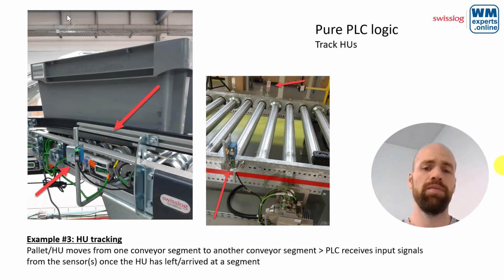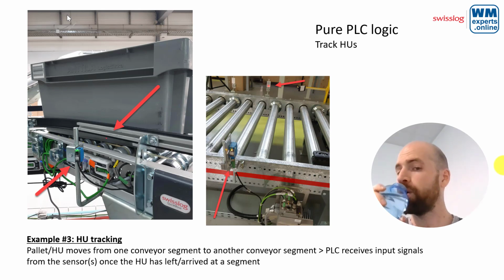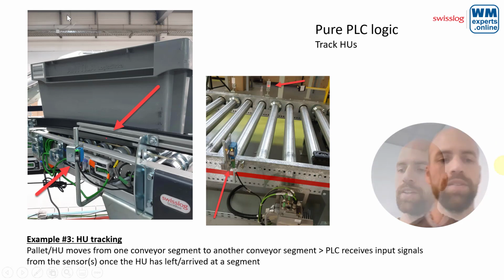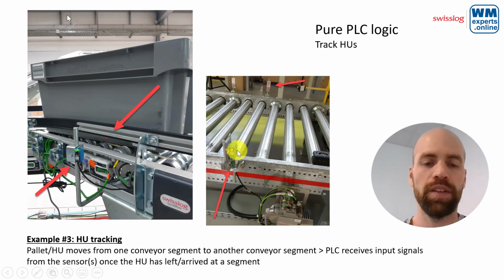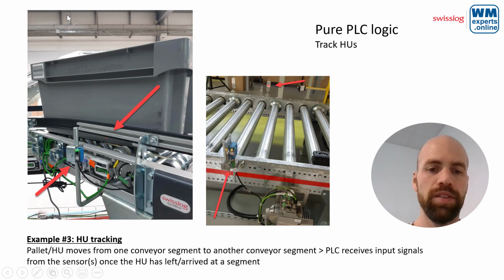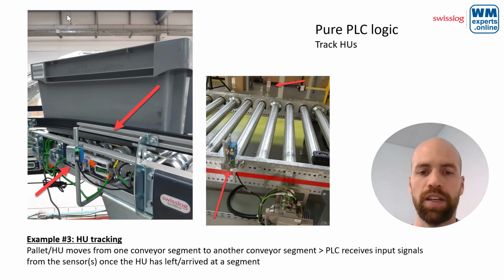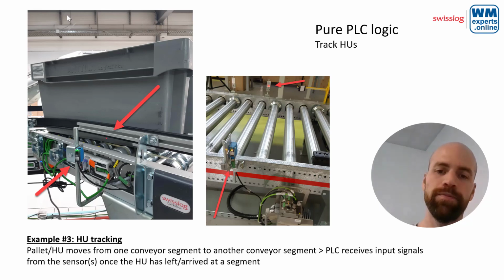Next example is simply tracking of HUs. So when you are in a warehouse where you have a conveyor, case or pallet conveyor, you will see those sensors sitting in many places, and the PLC just keeps track where the objects are currently at, so when it leaves a specific segment or arrives on another segment.